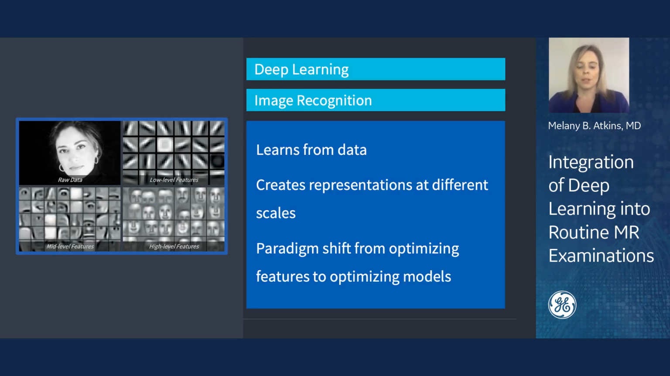So with image recognition with deep learning, we're learning from large amounts of training data. And so we're creating representations at multiple scales with large amounts of data. And so we're really shifting from optimizing small features to optimizing the entire model. You can see here on the left, as an example, you're inputting a large amount of raw data, and as the machine gets more complex, it moves from low-level features to mid-level features to much higher-level features.